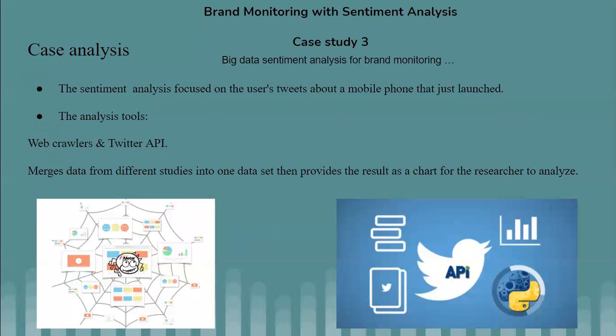Okay, so let's take a look at this case analysis. This case analysis is related to users' tweets about a mobile phone that was just launched. The analysis tools use web crawlers and the Twitter API to collect tweets. It merges data from different sources into one dataset, then provides the result as a chart for the researcher to analyze. In terms of collecting data, a web crawler is much more complicated than an API.